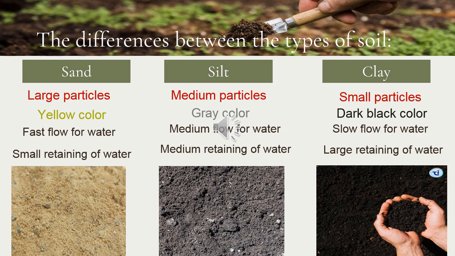What about the silt soil? The silt soil has medium particles and medium spaces between its particles. So it can hold a medium amount of water and a medium amount of air. What about the clay soil? The clay soil has the smallest particles, so it has the smallest spaces between its particles. So, do you think it can retain a large amount of water or a small amount of water? Super. It retains a large amount of water as the water can't flow easily through it.